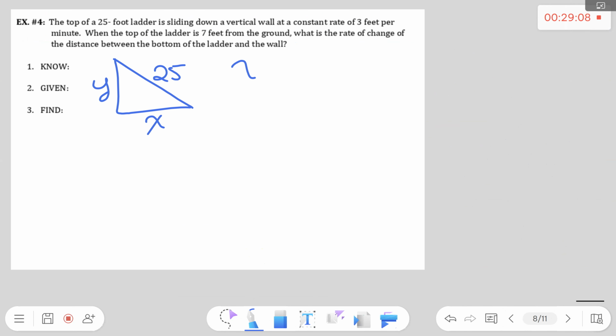So what's our equation? X squared plus y squared equals 25 squared, which is 625. I just feel like 625 squared should be a bigger number, right? If I had 25 25s... I thought it was going to be a lot more, like 900.